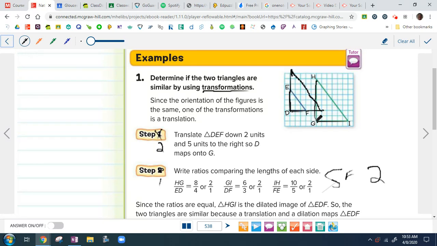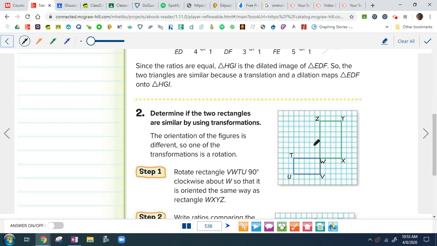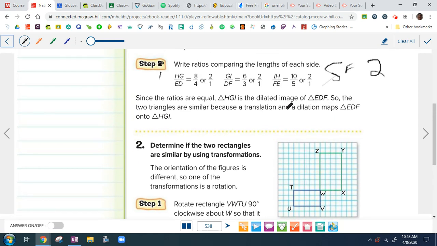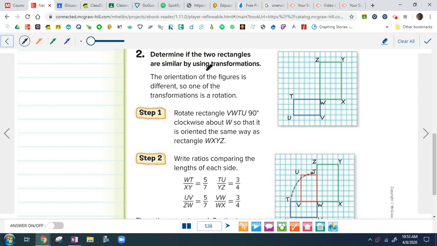So all corresponding points sit right on top of each other. Okay, so that would be the specific way to do that one, whereas these guys don't go so specific on the dilation. All right, number 2, we have to determine if the two rectangles are similar using transformations. So we have to describe them again.